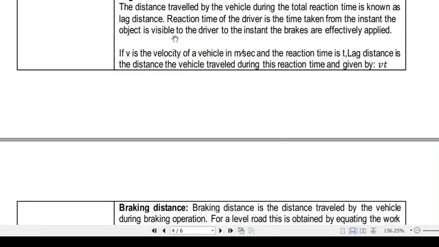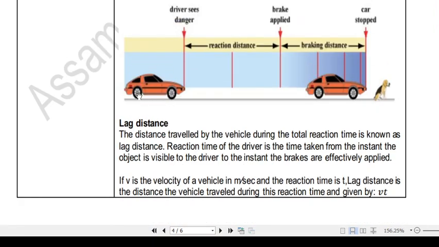So lag distance. Basically, this is the distance traveled by the vehicle during the total reaction time. The reaction time of the driver is the time taken from the instant the object is visible to the driver, to the instant the brakes are effectively applied. So that is the distance.